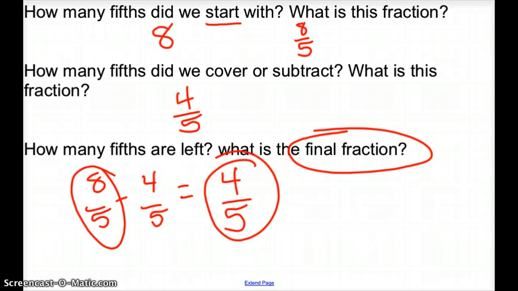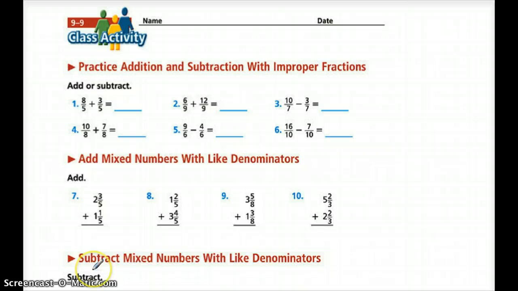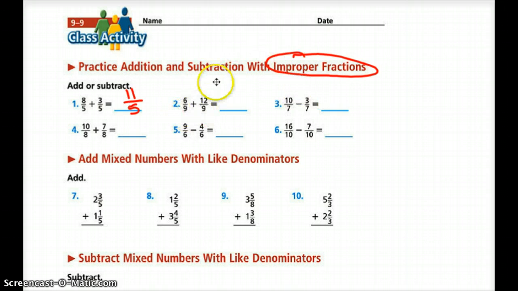Alright, we're going to move to page 367 and practice adding with improper fractions, fractions that have a bigger number on top or a bigger numerator. So if I have 8/5 plus 3/5, I do 8, 9, 10, 11. My denominator stays the same, which is 5. 6/9 plus 12/9, I know 6 plus 12 is 18, and my denominator stays the same.